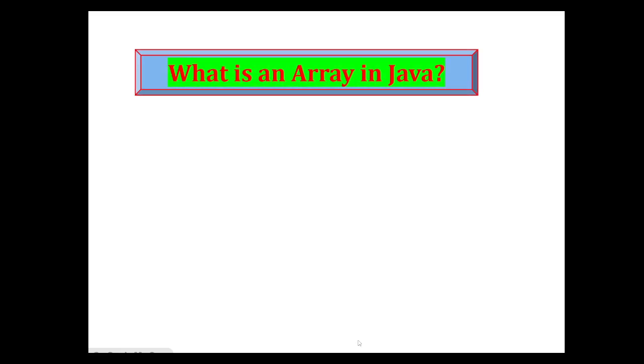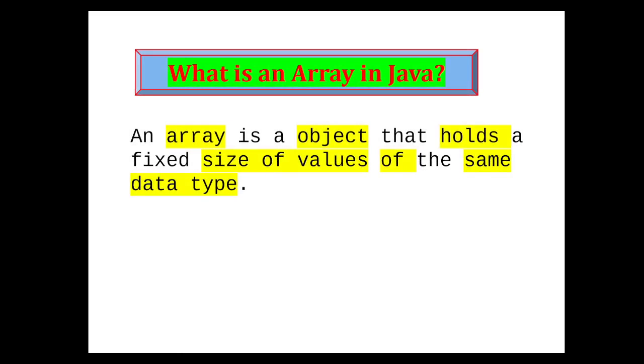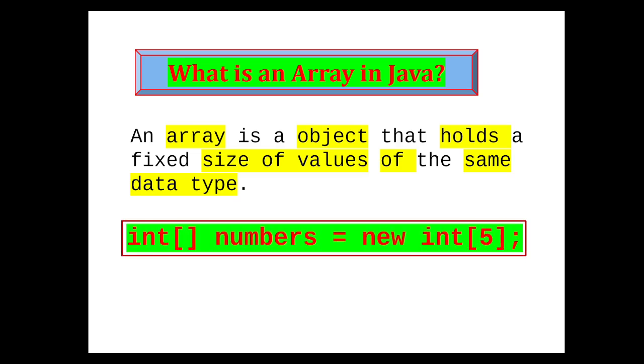So let us understand what is an array in Java. Basically an array is a container object that holds a fixed size of values of the same data type. Let us understand it with some example. This is an integer array which will hold 5 integer values. So int[] is a data type that indicates that this is an integer array.